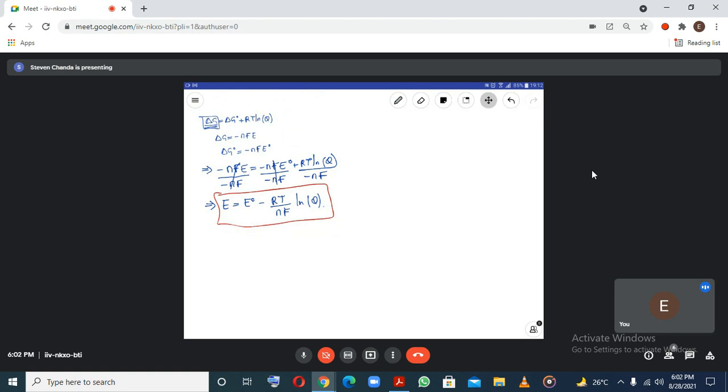Okay, welcome. So this is the general Nernst equation, right? But there is a way in which you can simplify it, because most of the experiments that we do are done at room temperature, isn't it? And we know that room temperature is going to be something like 25 degrees Celsius, right?